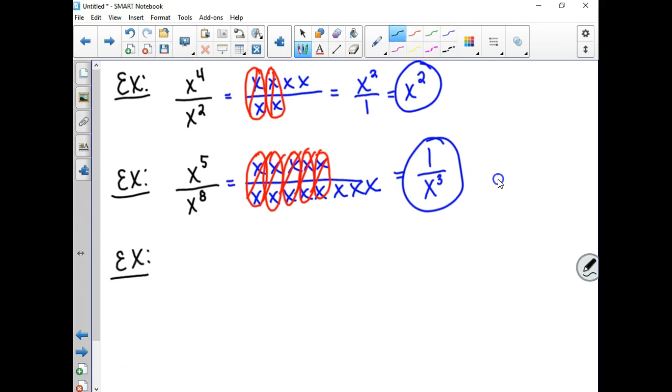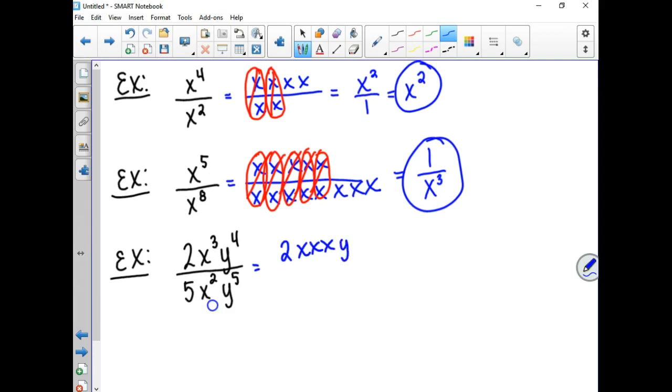Coefficients are the big numbers that come in front of our variables. For example, 2x to the third y to the fourth over 5x squared y to the fifth. So here, 2 and 5 are my coefficients. Those are my big numbers. So what I'll have here is 2, I'll have 1, 2, 3 x's and 1, 2, 3, 4 y's over 5 times 1, 2 x's and 1, 2, 3, 4, 5 y's.